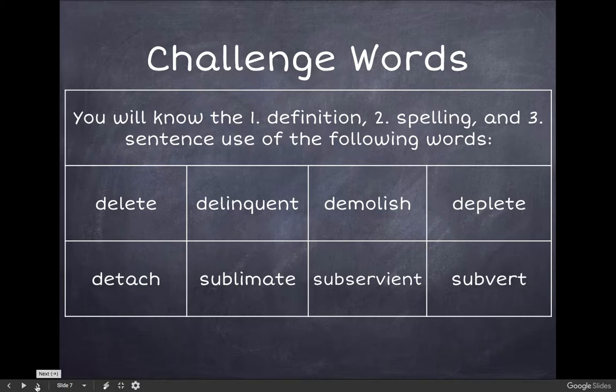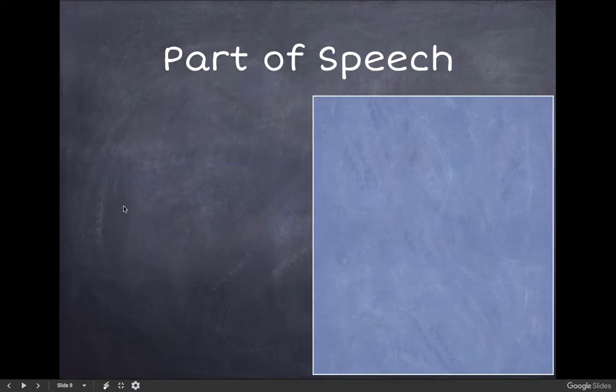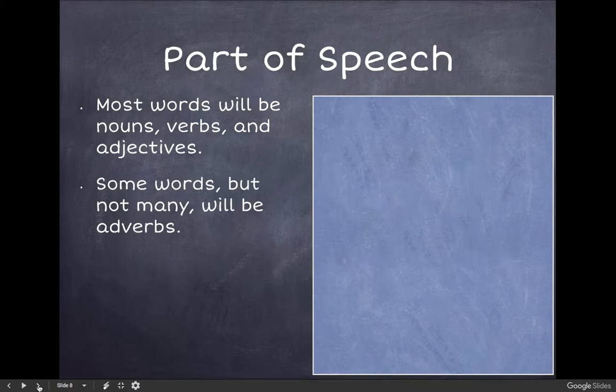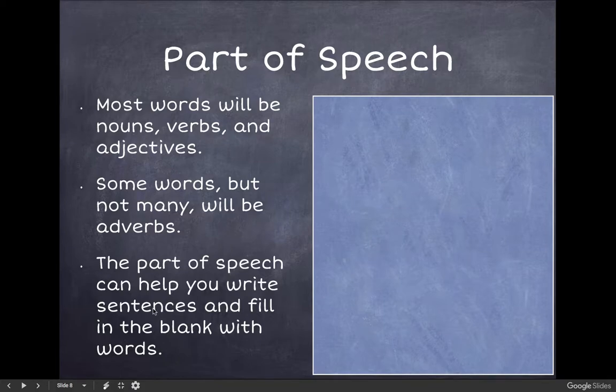Okay, next I want to show you a trick. A lot of times on our tests, you have to fill in the blank. Most words that we deal with are nouns, verbs, and adjectives. Some words, but not many, will be adverbs. You haven't learned about adverbs yet, but you know what nouns, verbs, and adjectives are already. The part of speech can help you fill in the blank with words. If you're stuck, you can use a trick by seeing what part of speech works.